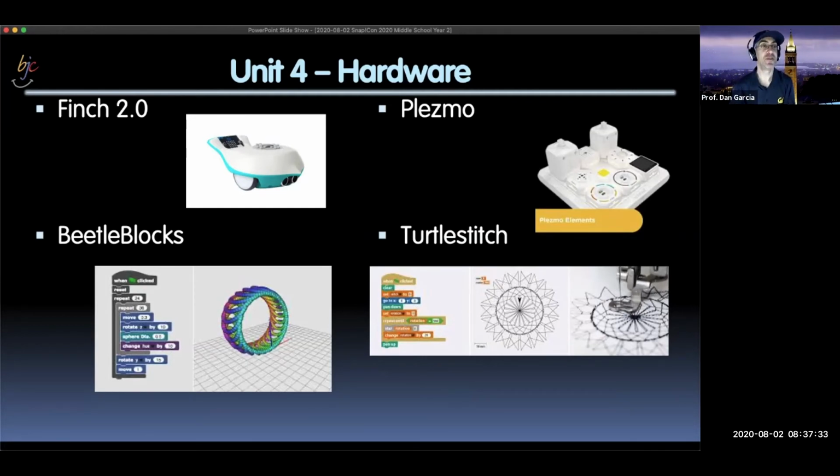Just to give a rough cost estimate, the Turtle Stitch printer I got, maybe they're cheaper ones, I got one for $800, and maybe that's $800 US. BeetleBlocks, you can now get 3D printers in the $200, $300, $400 range. Maybe people can correct me on that one. Plesmo costs, I think, $100 for the smaller kit, $300 for the bigger kit, and Finch costs, I believe, $100. Maybe correct me on that one. So that's roughly the cost for these things.